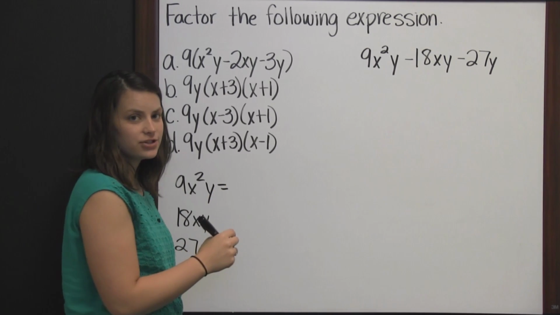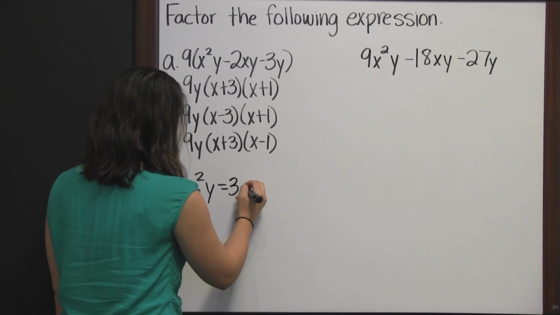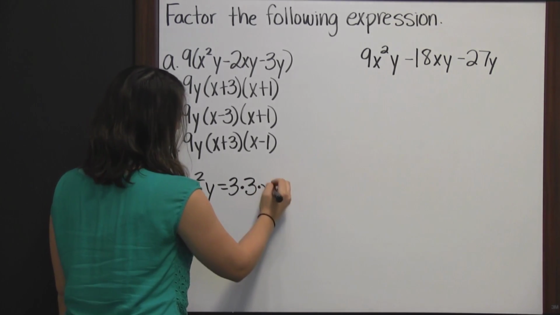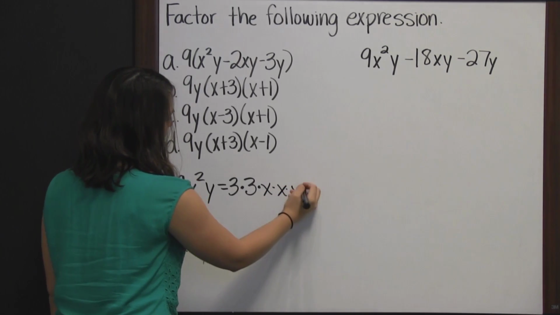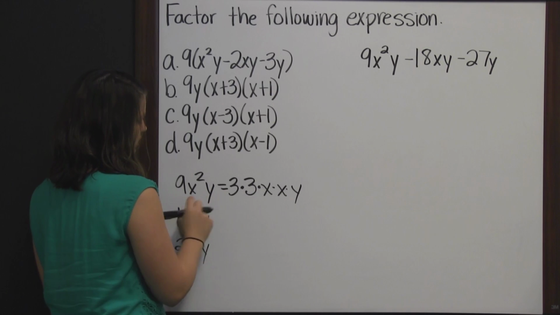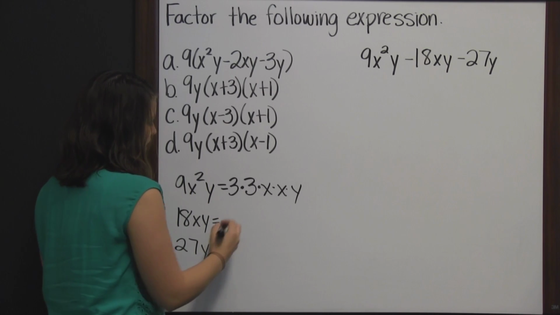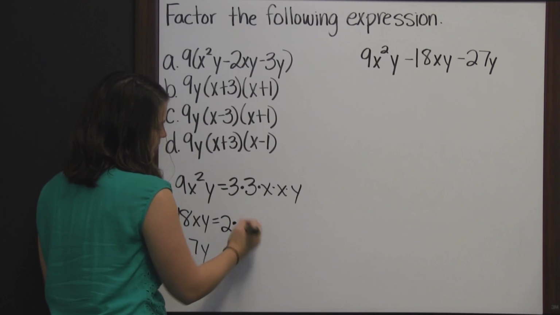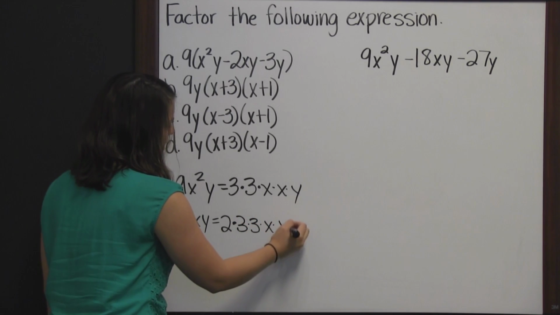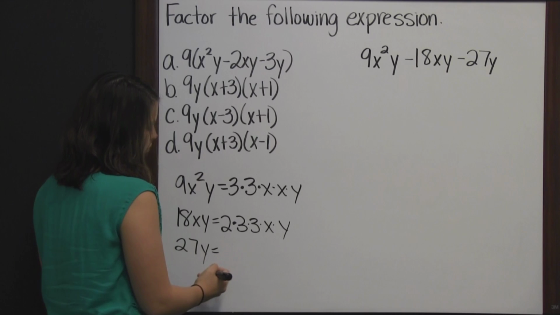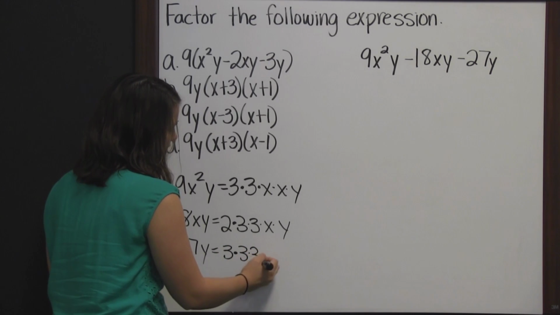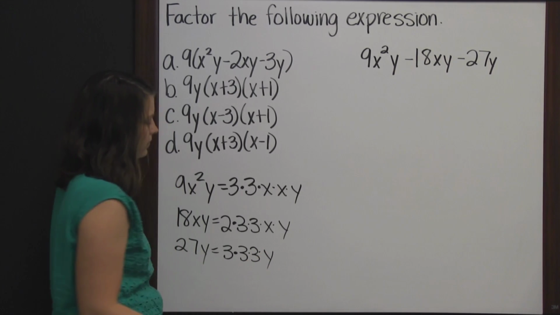The prime factorization of 9x squared y is 3 times 3, and then x squared, so that's times x, and then times x, and then times y. So that is the prime factorization of this term. 18xy is 2 times 9, and 9 is 3 times 3, times x times y. 27y is 3 times 9, and 9 is 3 times 3, times y.